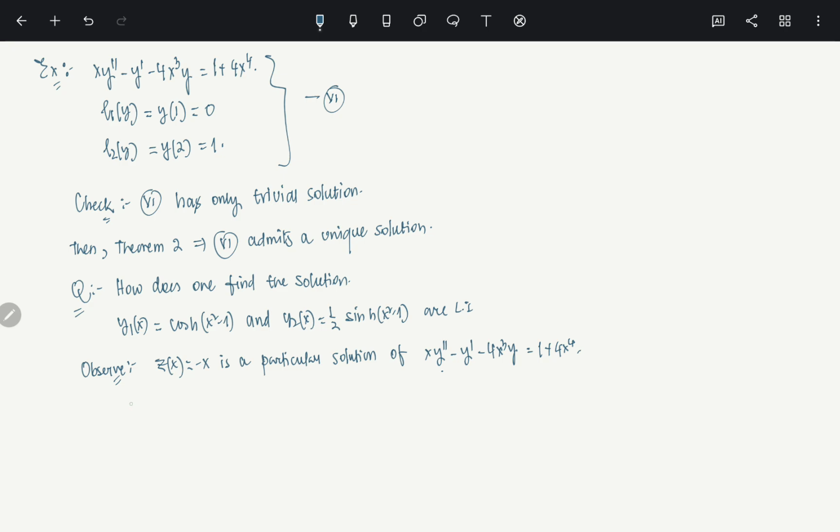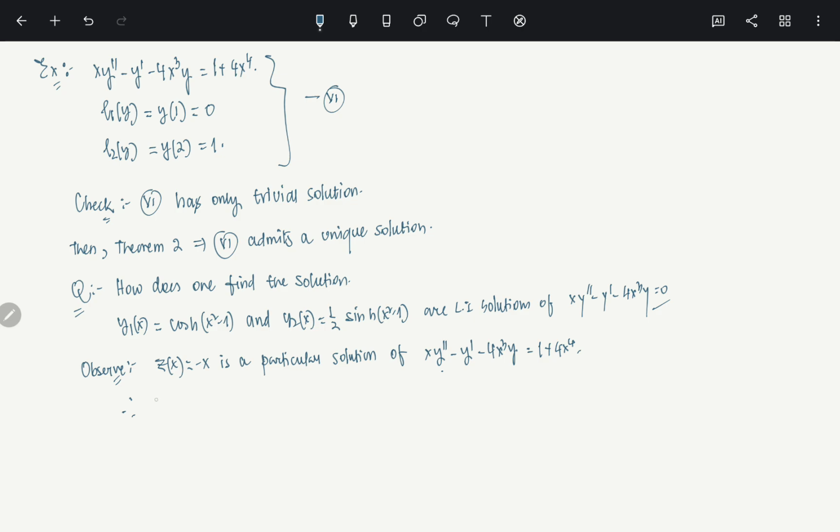Clear? So therefore, what is the general solution? Sorry, not the general, the unique solution. Sorry, what am I saying? I'm really sorry about it. y1 and y2 are two linearly independent solutions of the homogeneous equation, x y'' − y' − 4x³ y equals 0, without any data, subject to some initial data such that they are linearly independent. That's the thing. Now, we also got a particular solution.